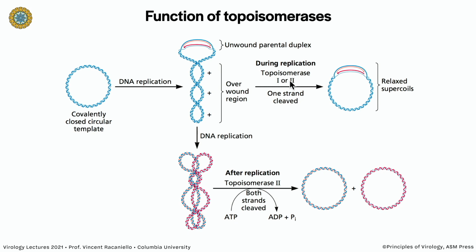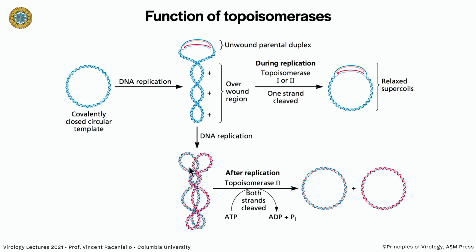Either one or two, there are two of them in the cell, cleaves one of the strands. It's kind of like an elastic band that you've wound up. You cut it and boom, it all straightens up. And then you have what we call relaxed supercoils, and the DNA synthesis can continue. Just one strand cut is enough to do that, and it's ligated back together. And this happens multiple times because as you keep denaturing, you twist it up again.